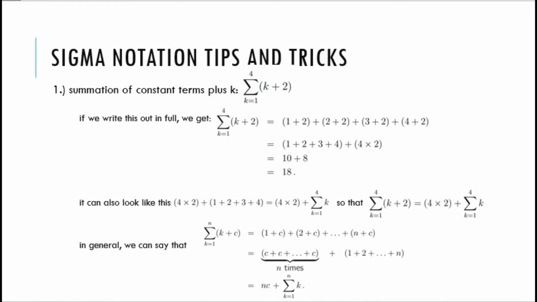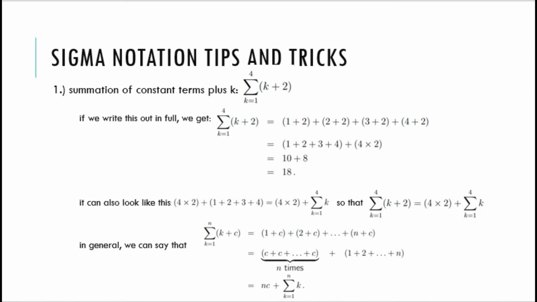Next up, we have the summation of constant terms plus k. So now it is k plus 2. So if we write this out in full, or if we expand the summation, which is the summation of k plus 2 from k is equals to 1 to 4, we get 1 plus 2 plus 2 plus 2 plus 3 plus 2 plus 4 plus 2. What you can do here is to just add 1 plus 2 plus 3 plus 4 plus 4 times 2.